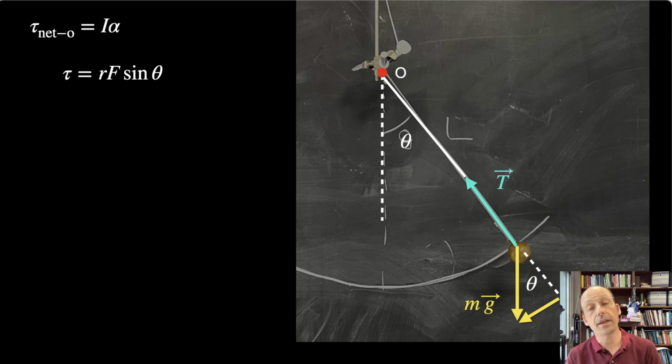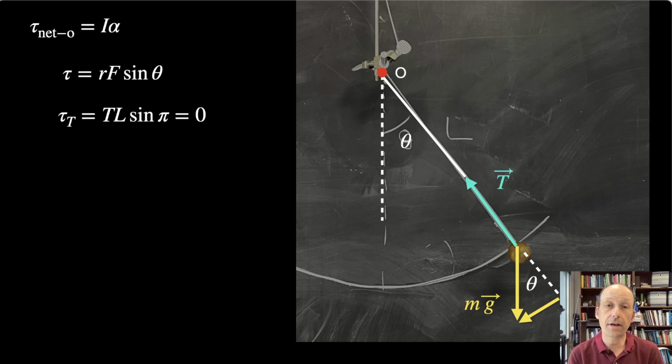If I do this for the tension, you'll notice that it's a distance L from the pivot point, but the angle between the tension and the distance to that is 180 degrees. It's pi. And the sine of pi is 0. So the torque due to the tension is 0. That's why we use this torque angular momentum principle to model this.